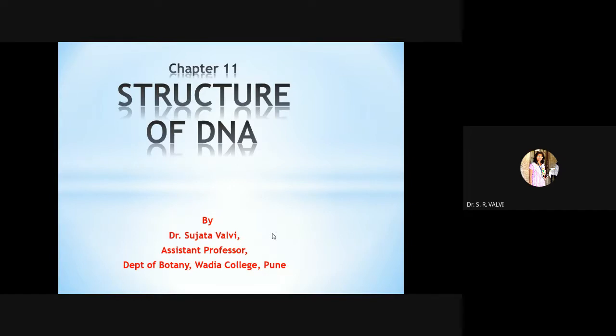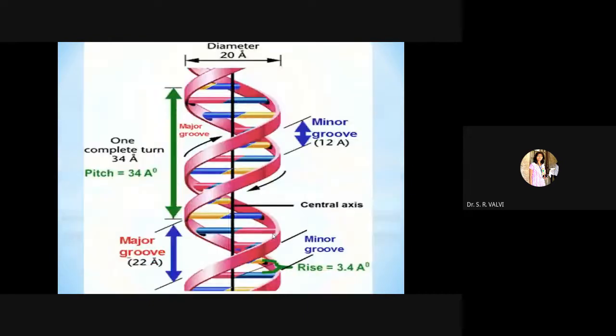Today I am going to explain the structure of DNA. So we know that DNA, here you can see, let me take the pen. This is the central axis. Here you can see this is the name of it. This is the black colored central line. This is the central axis, right?